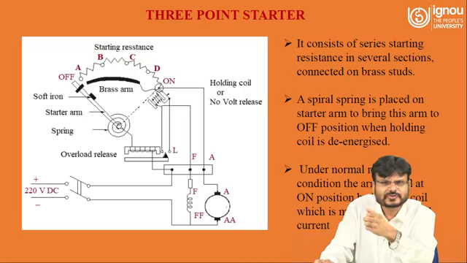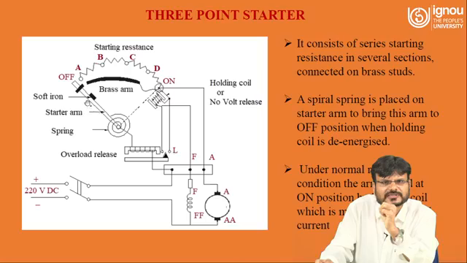So what will you do? This spring is used to bring this arm to the off position. This one is the off position, this one is the on position. And under normal running condition, the arm is held at the on position by the holding coil, which is magnetized by the field current.